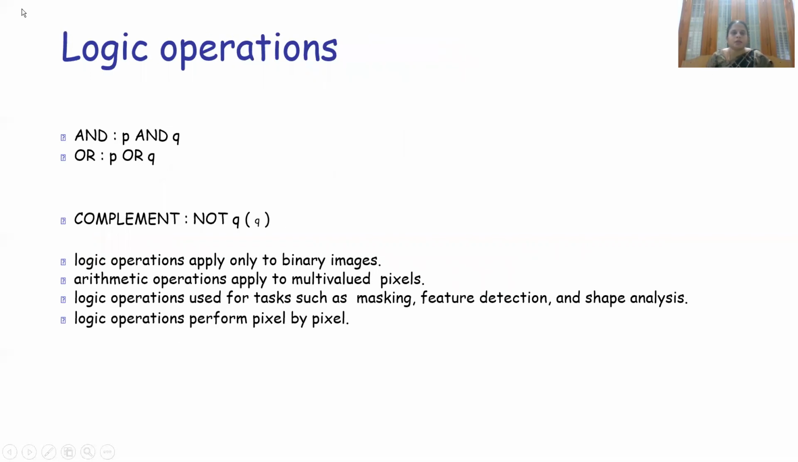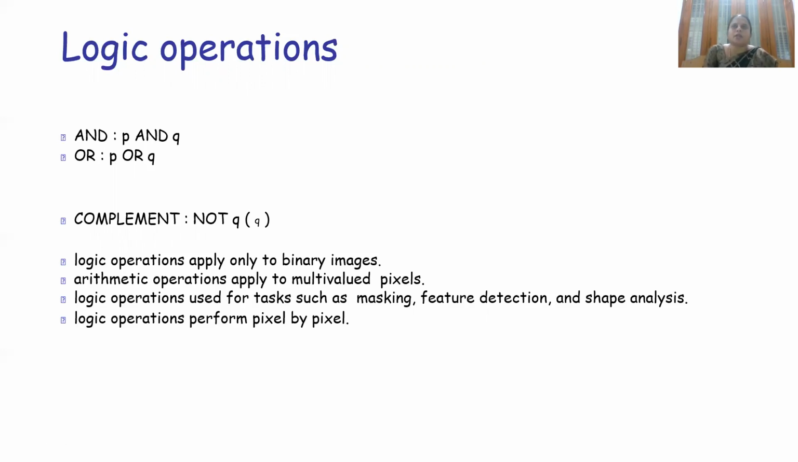Similarly, logical operations can also be performed between the 2 pixels P and Q: P and Q, P or Q, and the complement operation can also be applied. Later in future units, we can discuss where these operations are used. Many things we are going to discuss: image enhancement, image restoration, and all that. There we can apply all these logical operators. They are applied only to binary images, but arithmetic operations can be applied to multi-valued pixels.